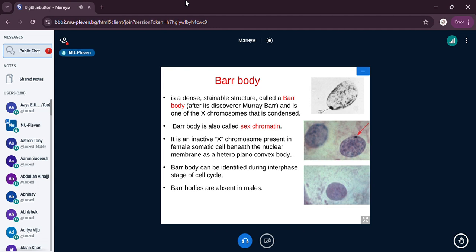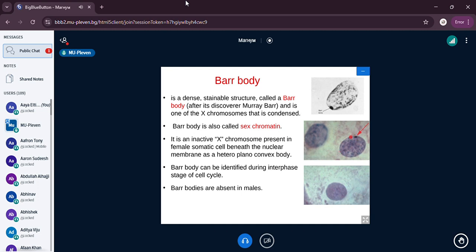The Barr body is a dense, stainable structure called a Barr body because it was discovered by a scientist with the family name Barr. It is established that this is one of the X chromosomes in females that is condensed. Because it's one of the X chromosomes, the Barr body is also called sex chromatin. This condensed X chromosome is inactive and can be observed mainly in somatic cells of females, not in males. Why? Because there is only one X chromosome, the other sex chromosome is Y.